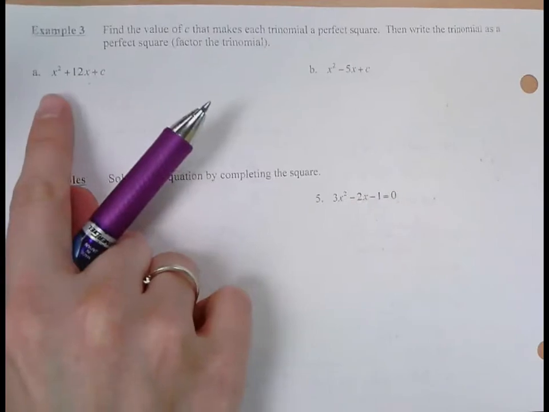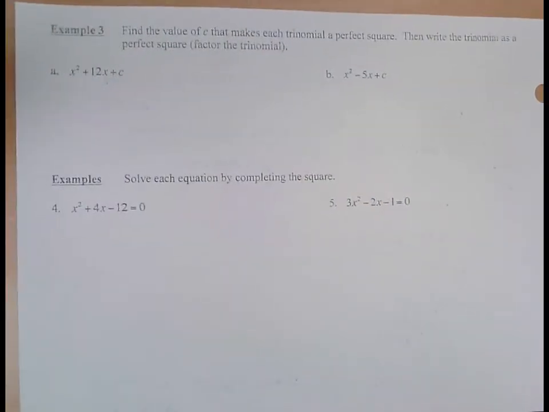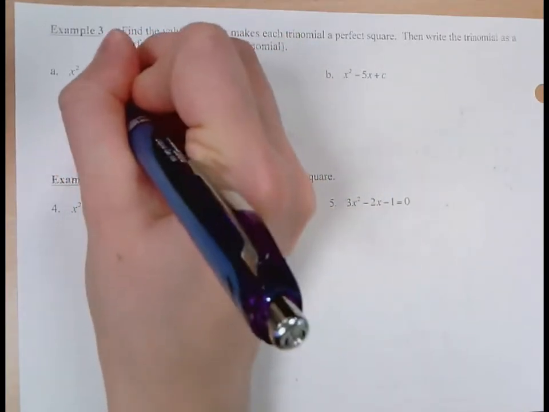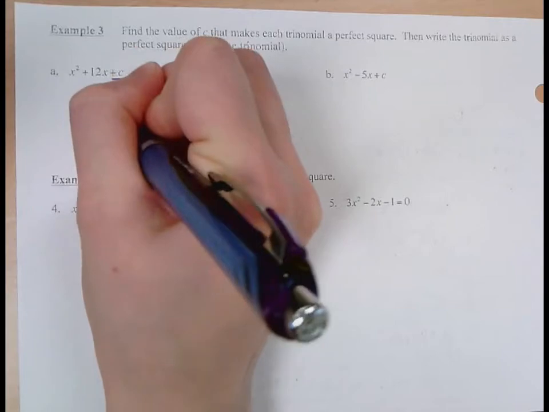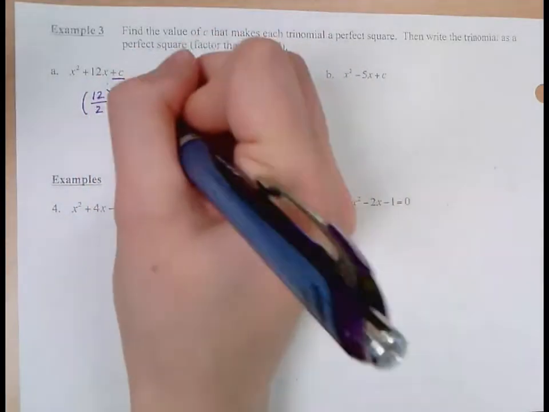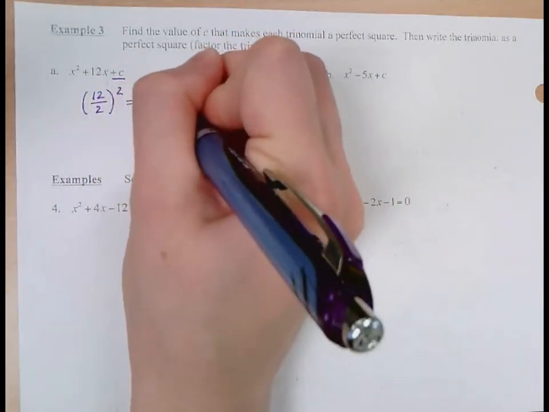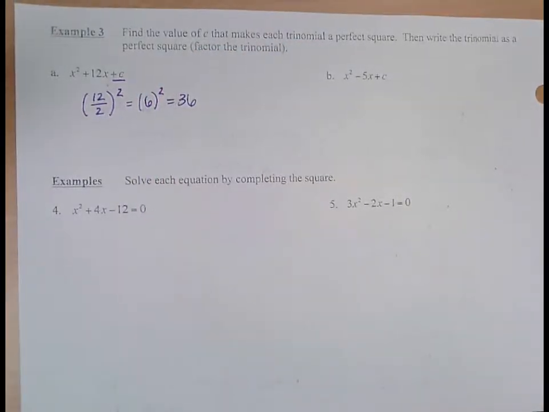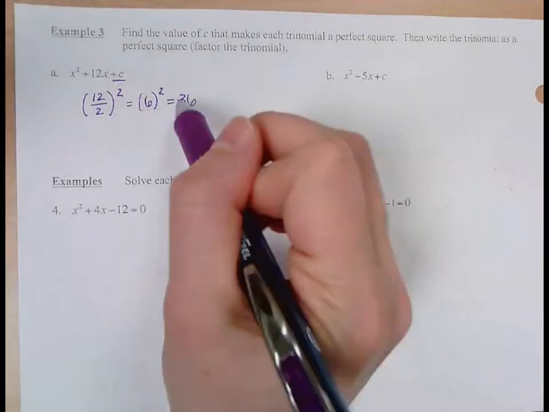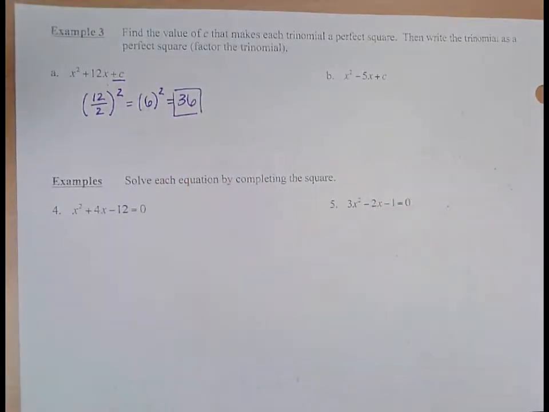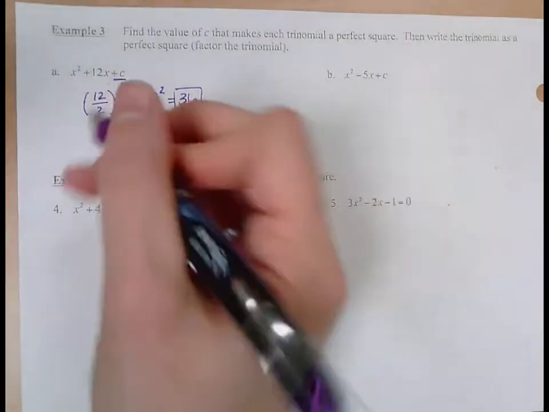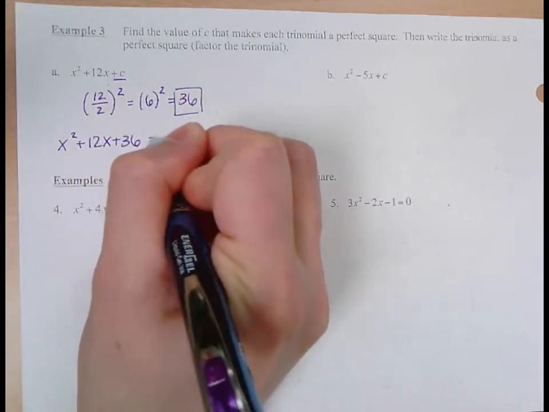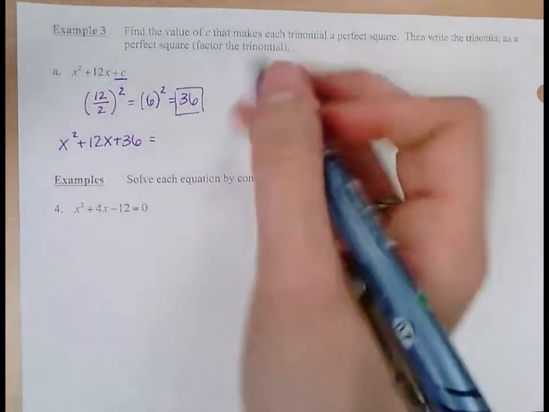So if we look at a, we have x squared plus 12x plus c. So to find c, we take our b value, which is 12, divide it by 2, and square it. So that would be 6 squared, which is 36. Okay, so our c value is 36. And then to factor this, so if we have x squared plus 12x plus 36, I want you then to also write the factored form.